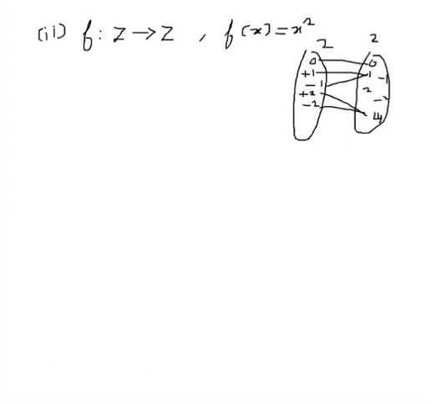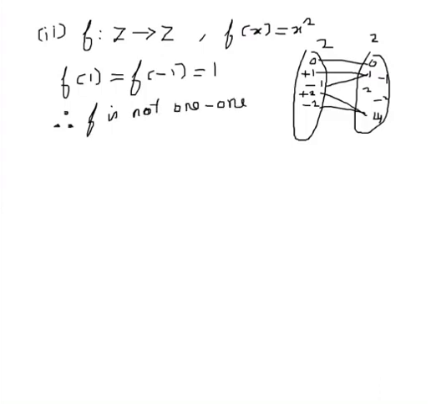If it is not a 1-1 function, you may give one counter example. See, you can say that f of 1 is equal to f of minus 1. Both are 1 square, that is 1. So it is a many-one function. Therefore, f is not 1-1. So one counter example will do.